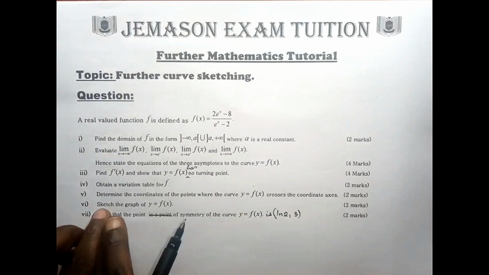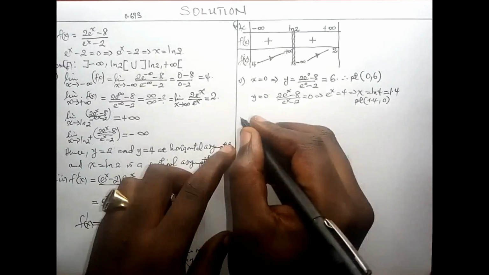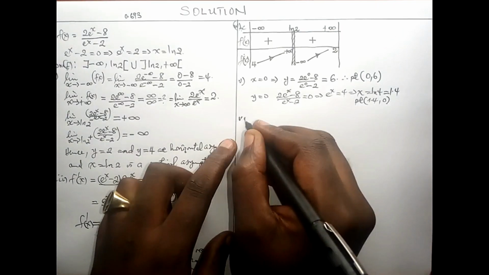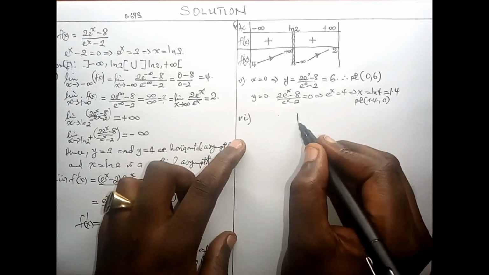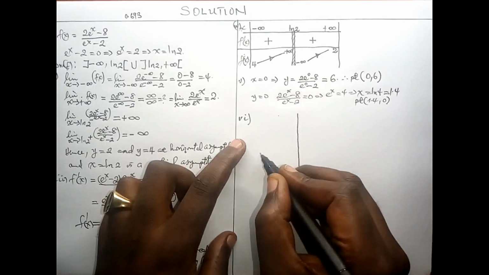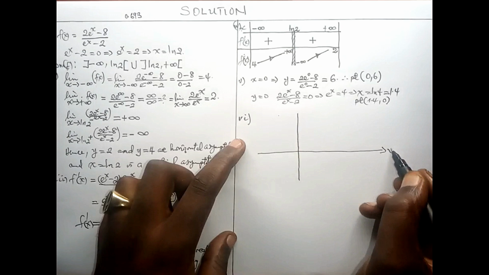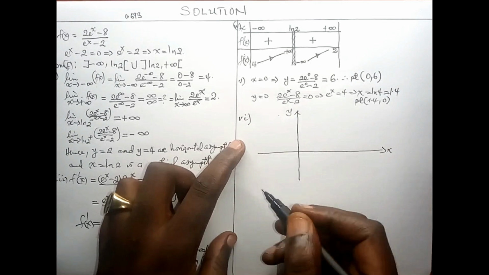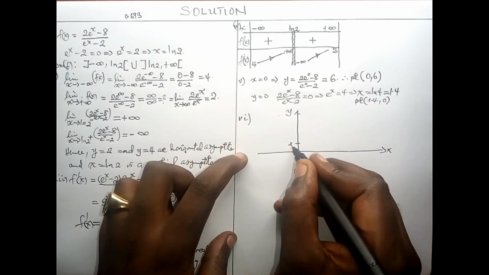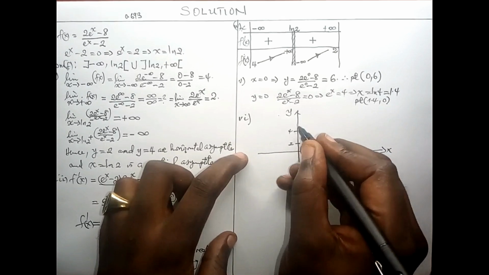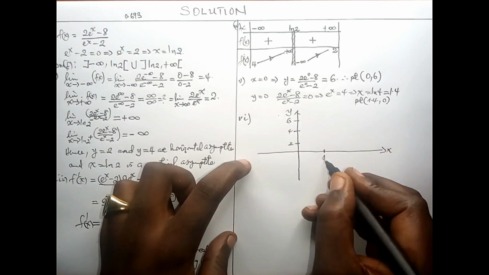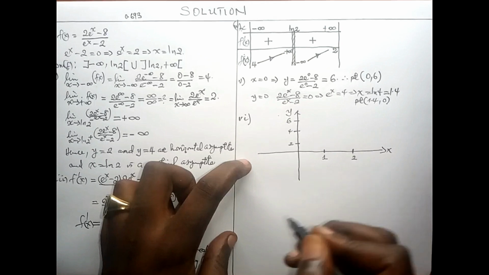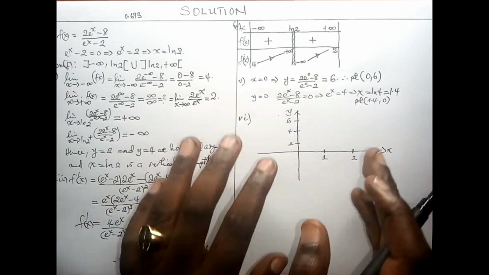And finally, we are asked to sketch the graph of y equals f of x in Roman 6. So Roman 6, I start by drawing this. I can put here 2, 4, 6, and here 1, 2. So the values are based on the points I have.